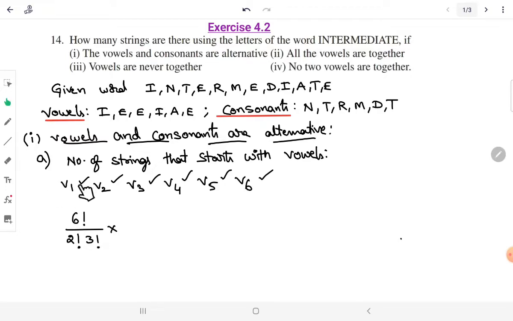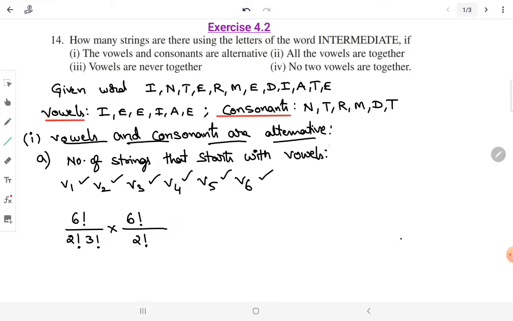So now how many places are there for the consonants? 1, 2, 3, 4, 5, 6 places are there, because the question is vowels and consonants are alternative. So 6 places are there for the consonants, and the total number of consonants is also 6. So in those 6 places, all the 6 consonants can be arranged in 6 factorial ways. And here in consonants, T is repeated twice, so divided by 2 factorial. So this is the first case.